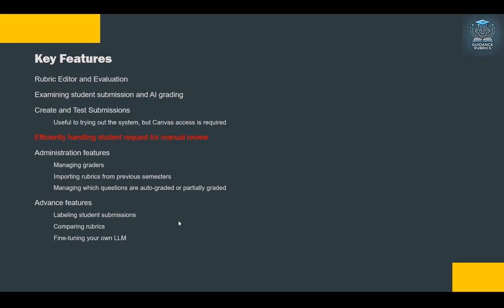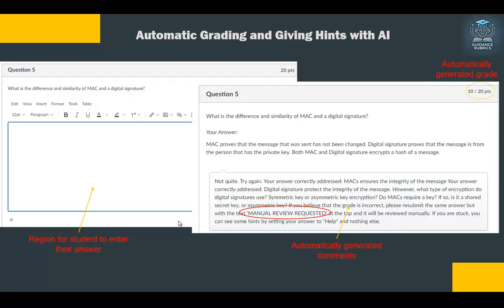It's important that the students have a way to alert you if they believe that the AI grading is incorrect. The way we handle this is in the comments to the students, we include the text that if they believe that the grade is incorrect, they should resubmit their answer, but include the text, manual review requested.